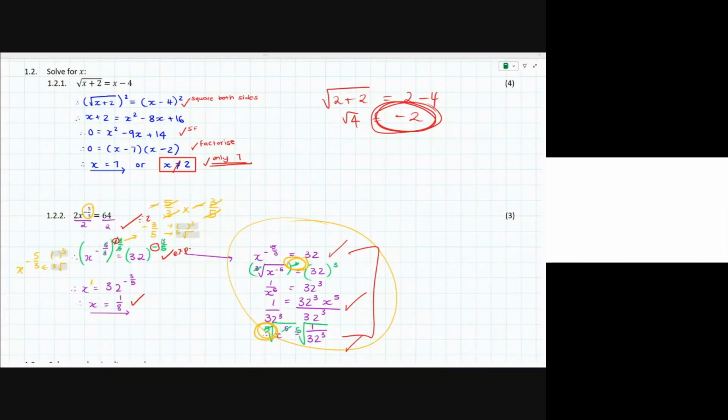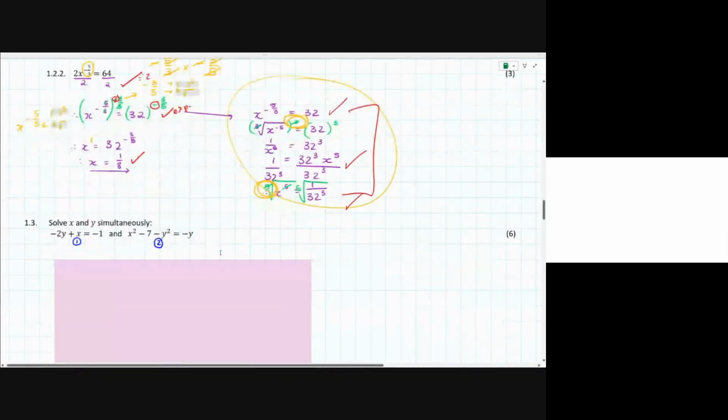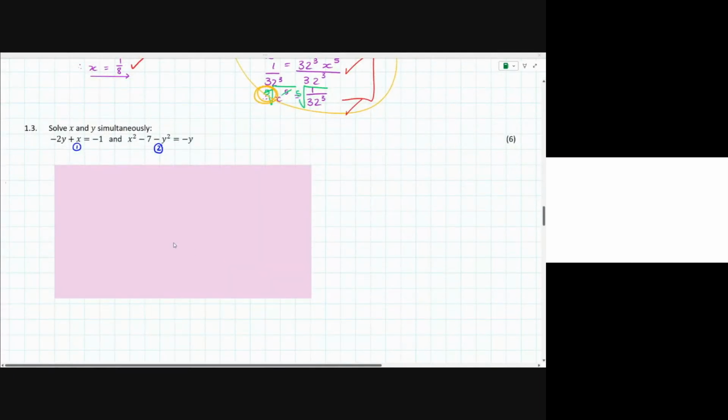Alrighty, so I hope we've screenshotted. Right, so this is your simultaneous question. This is pretty stock standard. All I've done here with the 1 and 2 is I've just numbered my equations. I like to do that. You don't have to. You can ignore the 1 and the 2. I want you to solve simultaneously. 6 marks, 6 minutes. Starting now, let's go.